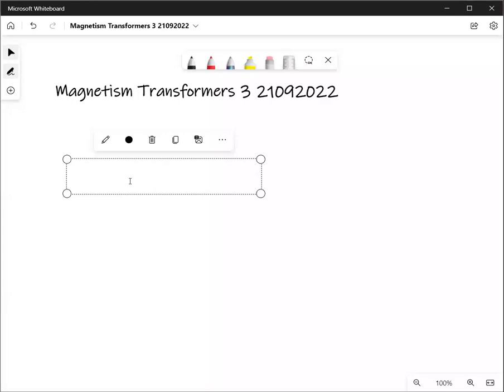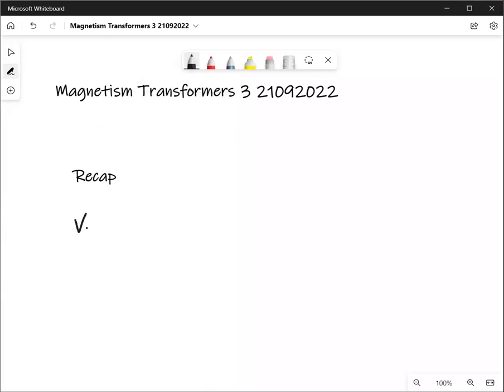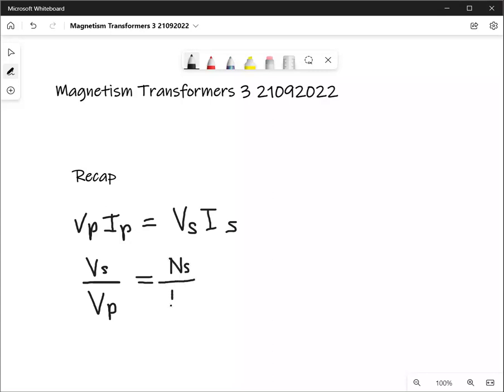We're studying IGCSE physics. This is the third class in magnetism, transformers. Let's recap. In the last class, we studied that VP IP is equal to VS IS. The next thing we learned was that VS by VP is equal to NS by NP. These are the two equations you need.